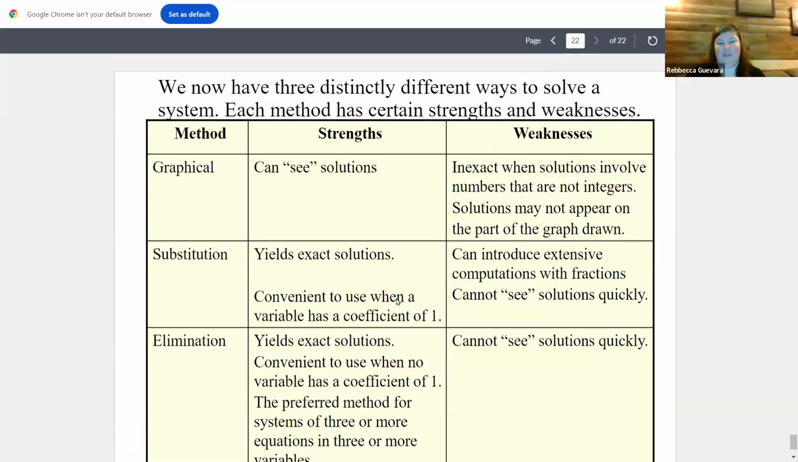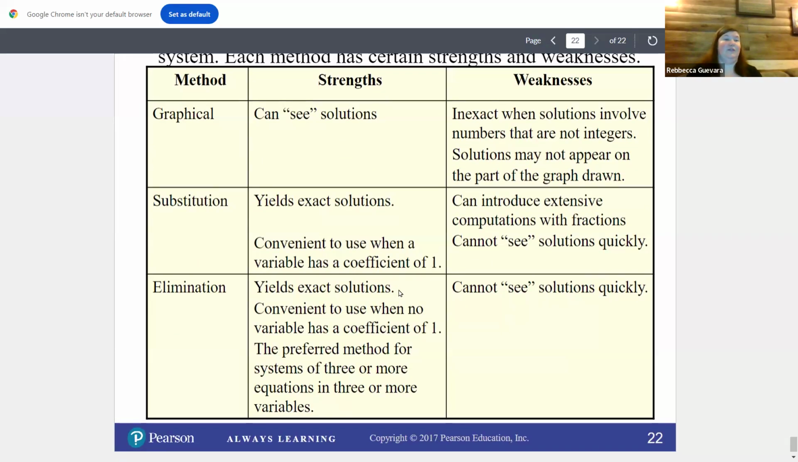And then this is just for you here, strengths and weaknesses of graphical, substitution and elimination. Graphical, you can see your solutions. It's really inexact because you're just trying to pick a point on a line and make kind of a guess of what the value is. Substitution gives us exact solutions. It's convenient when the variable has a coefficient of 1. When you have more coefficients, it becomes a little more difficult to deal with. It can cause extensive computations when we have fractions, and you can't see the solutions quickly.